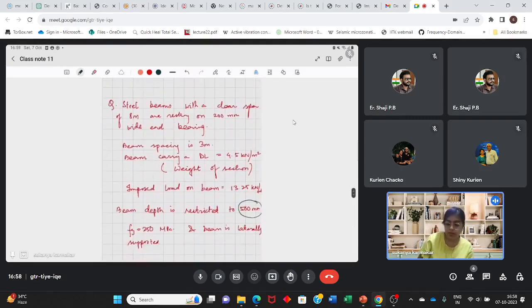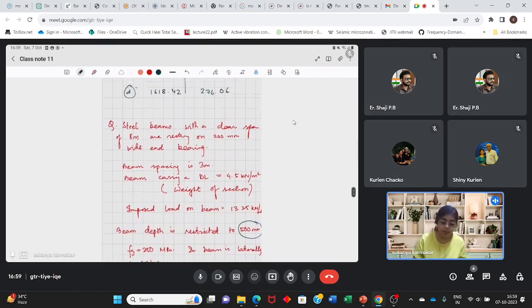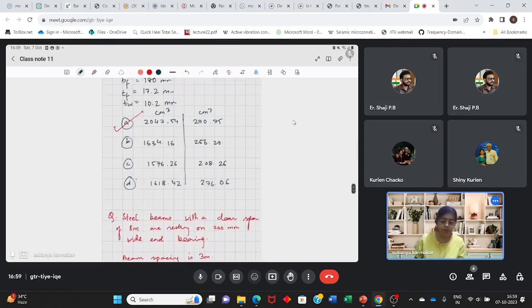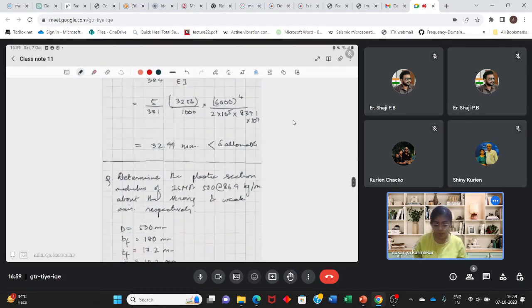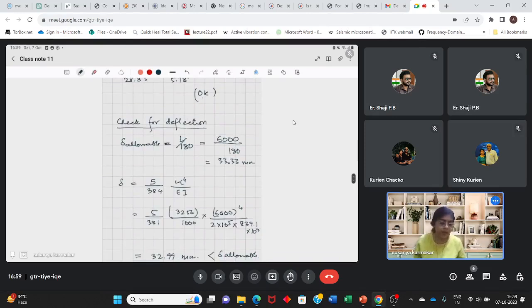That if there is some depth restriction, how do we increase the section modulus of a built-up section by attaching plates, how we calculate its section modulus. That is what I wanted to demonstrate through this question. So if you have any specific doubt, feel free to ask. In the assignment, if you're stuck somewhere, maybe I can help.